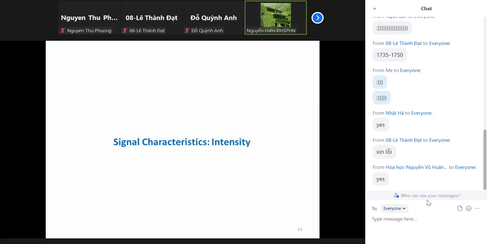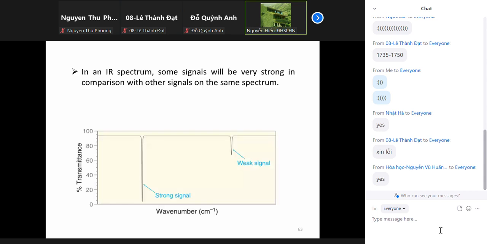Okay. So in the next section, we will discuss the next parameter of signals in infrared spectrums, intensities, and we will analyze factors that influence these properties. In an infrared spectrum, some signals will be very strong in comparison with other signals on the spectrum.